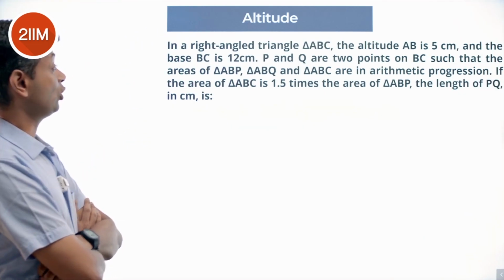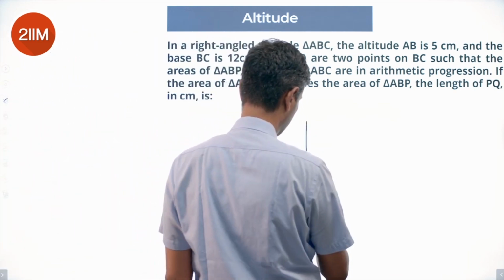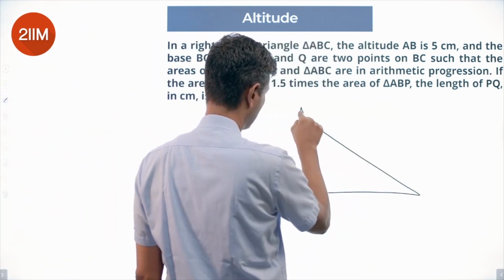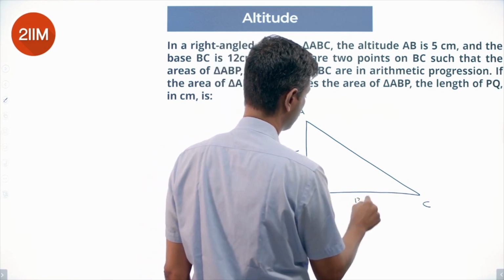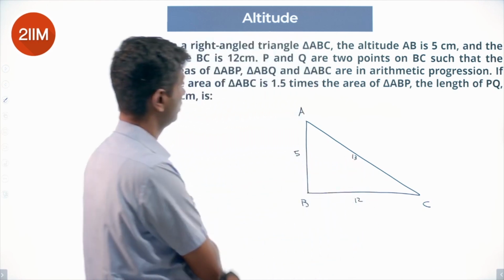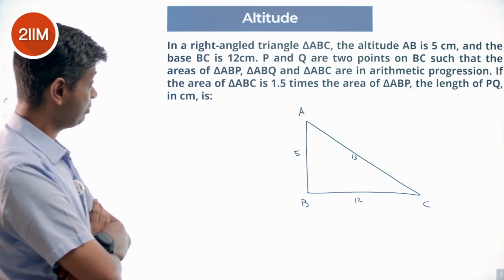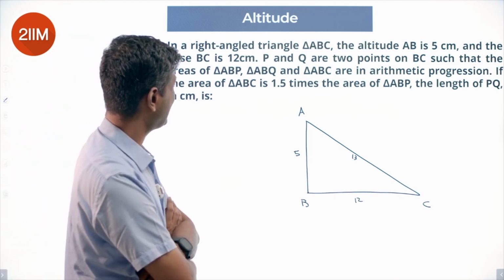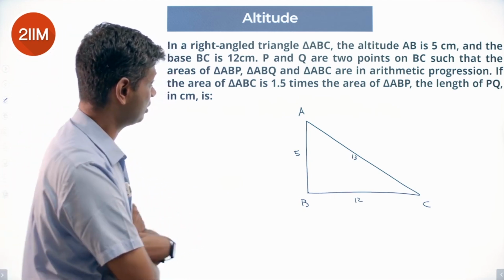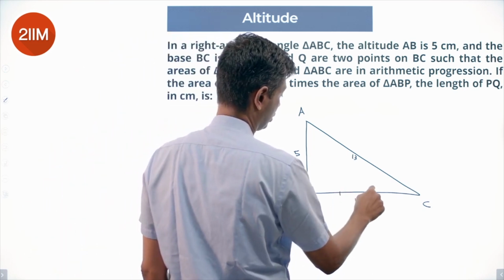Right angle triangle ABC, the altitude AB is 5 centimeter and the base BC is 12. So it's 5, 12, 13. Nice. A, B, C, 5 centimeters, 12 centimeters, AC should be 13. P and Q are 2 points on BC such that the areas of triangle ABP, ABQ and ABC are in arithmetic progression. ABP, ABQ and ABC are in arithmetic progression. PQ.